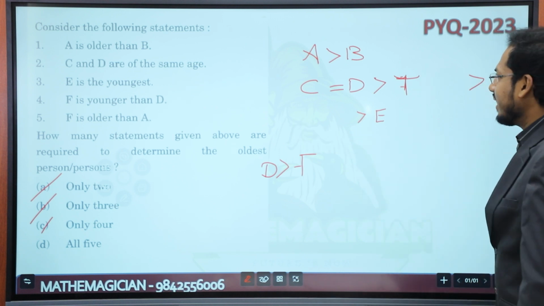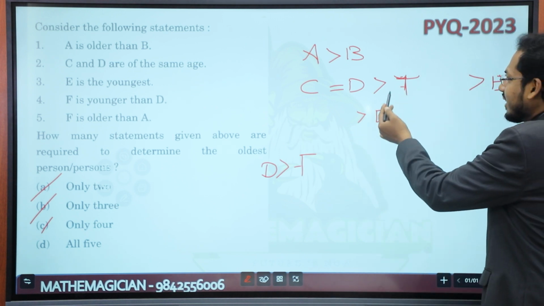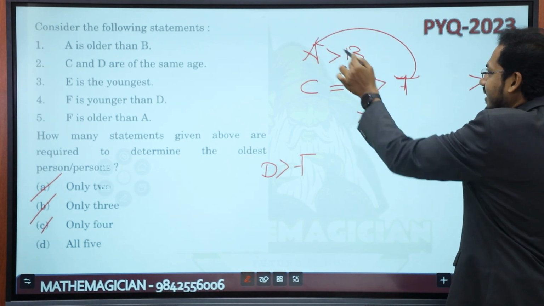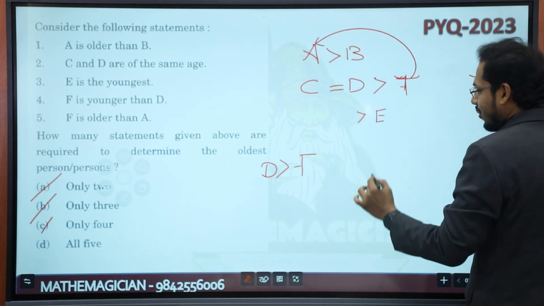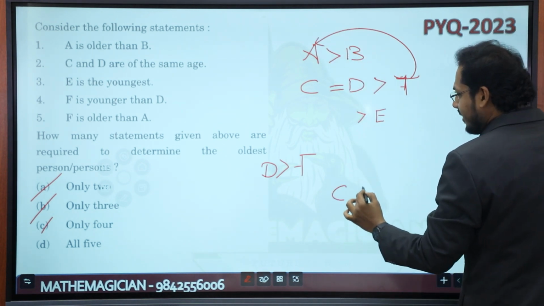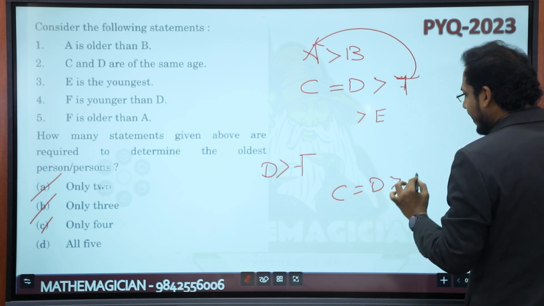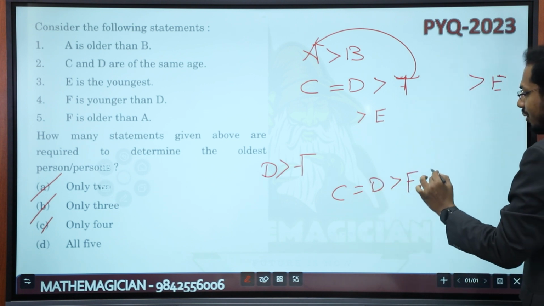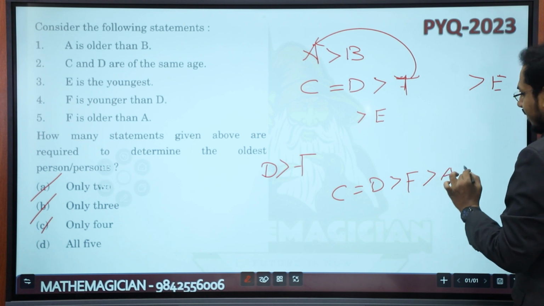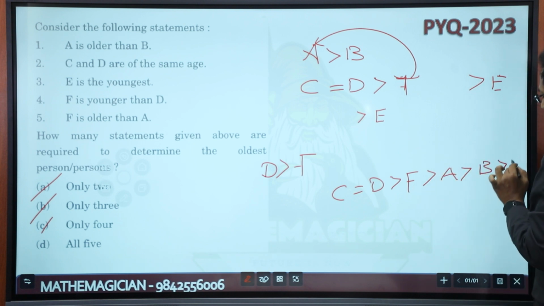F is older than A. Now F and A are connected, right? So F is older than A means my answer will be C, D, then F. Since F is older than A, then A, then B, and the last person is C.